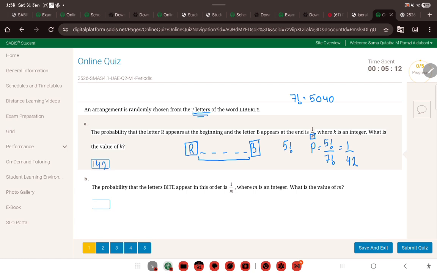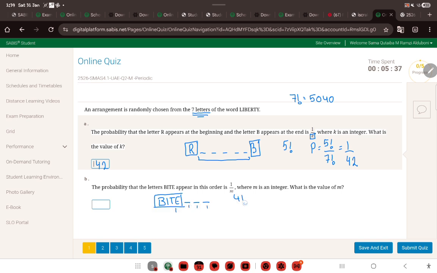The probability that byte appears in this order. They fixed byte. Like byte, it's together. We consider it as one block. So we do byte, B-I-T-E, and there's 3 extra spaces to make 7. So we consider this as one block. So it's 1, 2, 3, 4.